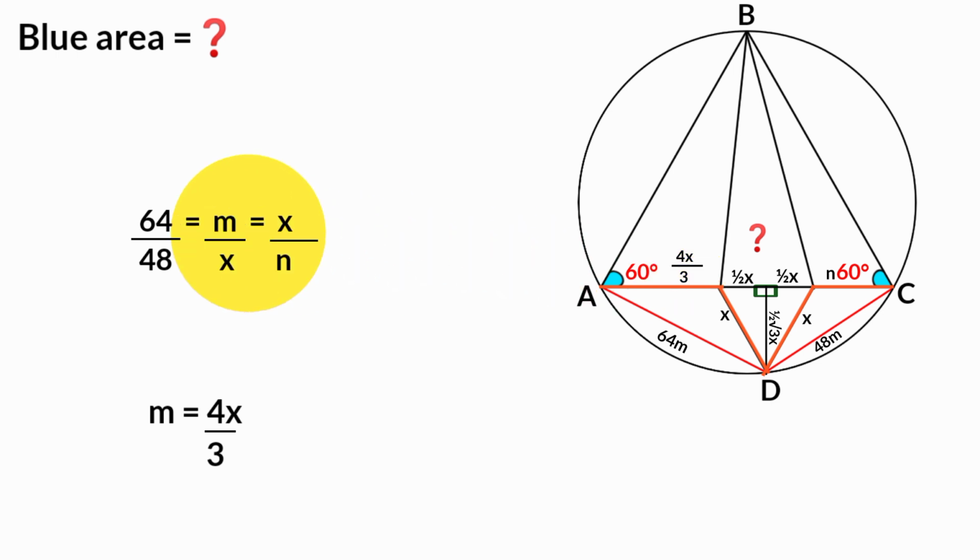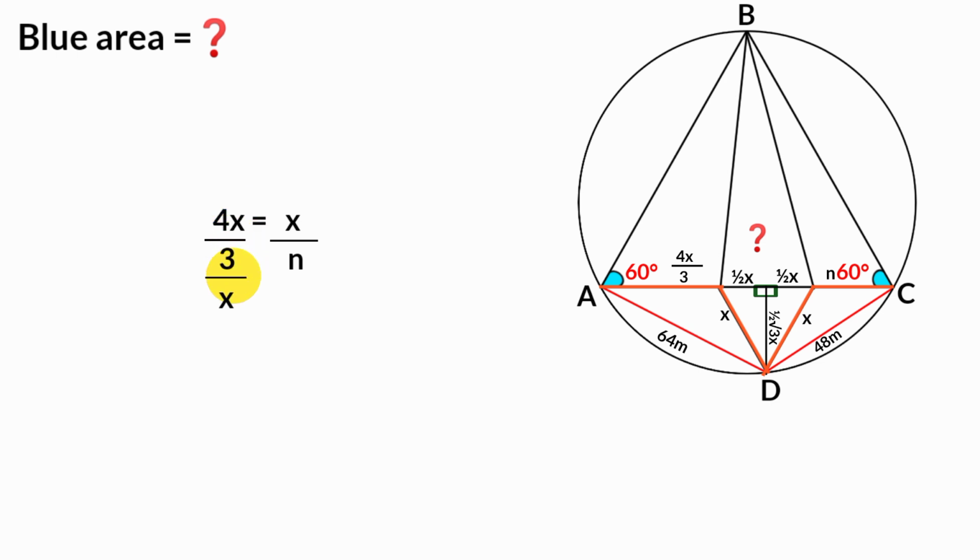Now back to this part, M over X equal to X over N. The value of M is 4x over 3. Putting it here, now 4x over 3 all over X equal to X over N. This X cancels this X. So 4 over 3 equal to x over n. Taking the reciprocal of both sides, the numerators will exchange position with the denominators. So 3 over 4 equal to n over x.